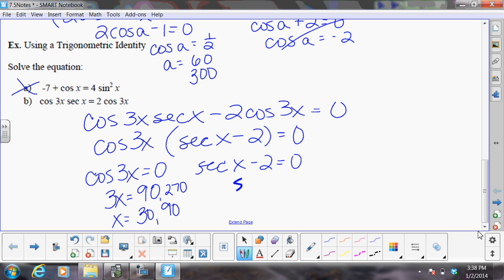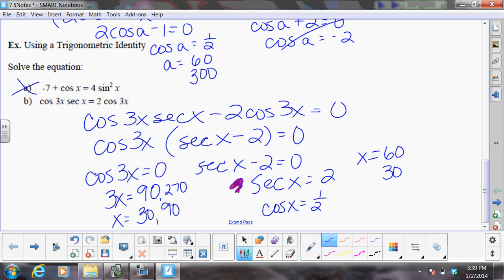All right, this one. Secant x equals 2. Well, secant is a flip of cosine. So I flipped this to make it cosine. I got to flip the 2, make it a half. What is cosine a half? 60. And then also in quad 4 at 300. And then the back.